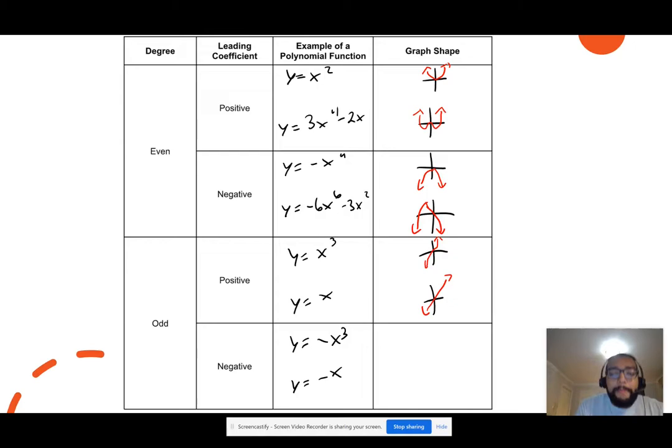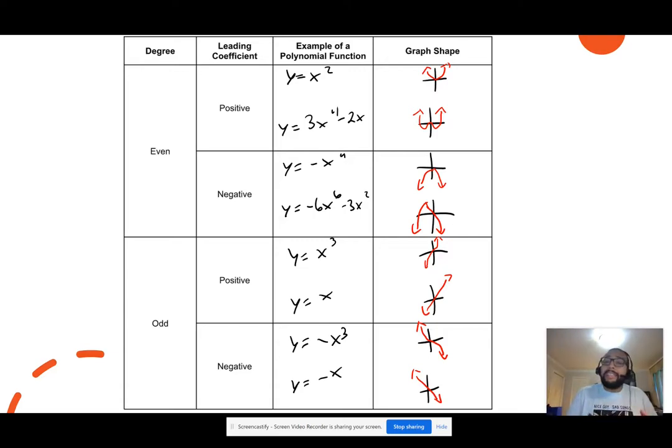So we'll say here, y equals negative x cubed, and y equals negative x. That will tell us that it's actually flipped. That says that with my highest degree being odd, and with the leading coefficient being negative, the left side is going to go up, with the right side going down. Same thing for the second one: left side going up, right side going down, with the leading coefficient being negative on an odd degree.